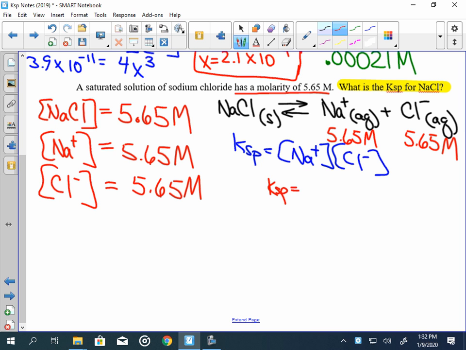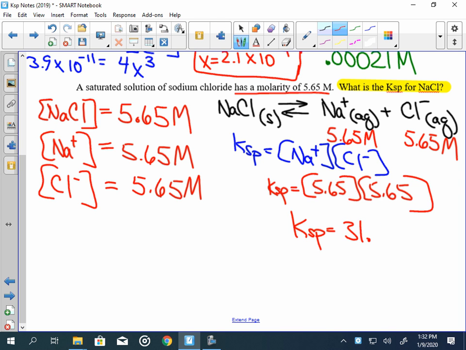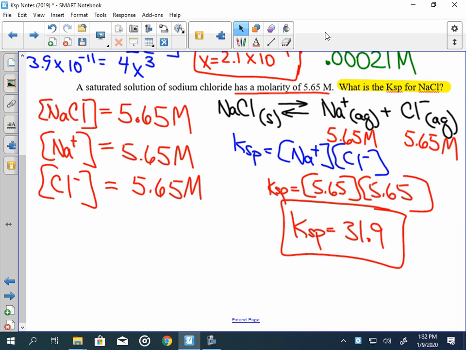Ksp is going to be 5.65 times 5.65. And when I did the math on that, I got a final answer of 31.9. Now, I love that problem because I remember doing it for the first time many years ago. I crunched the numbers. Up pops 31.9, and I'm exceedingly uncomfortable with that large of a number.